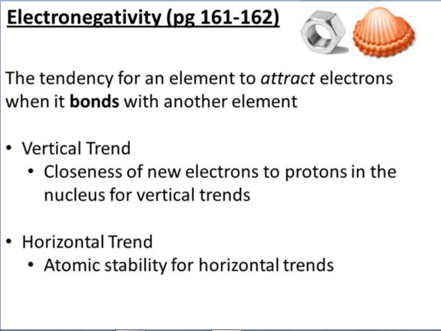Electronegativity is the second trend we're looking at. Electronegativity, it's a new word for us. Electronegativity is the tendency for an element to attract electrons when it's bonding with another element. So when atoms bond, the electrons interact, and the one with a higher electronegativity is going to pull on neighboring electrons more. The vertical trend, up and down, it's all about closeness of the new electron to the protons that are pulling it. The horizontal trend, it's all about stability. We're going to talk about stability.